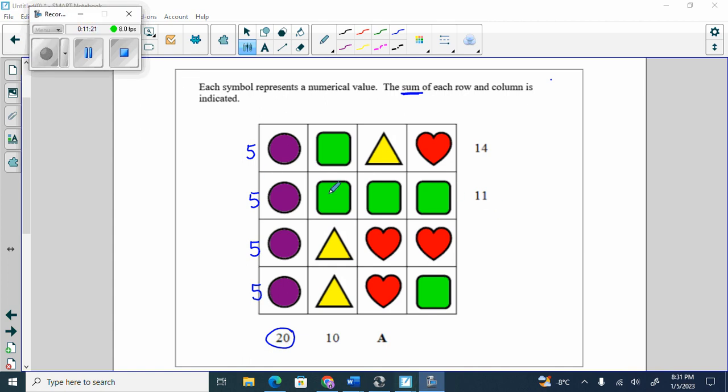Then the next thing I see here is that this row here has to add to 11. Well, I know that this one here is a 5 already, right? Let's erase that. There's a 5 in this circle. So if I go 11 minus 5, I get 6 left over for the 3 green boxes. So I take that 6 and I divide it by 2, and by 2 I mean 3. Now I could use the eraser.